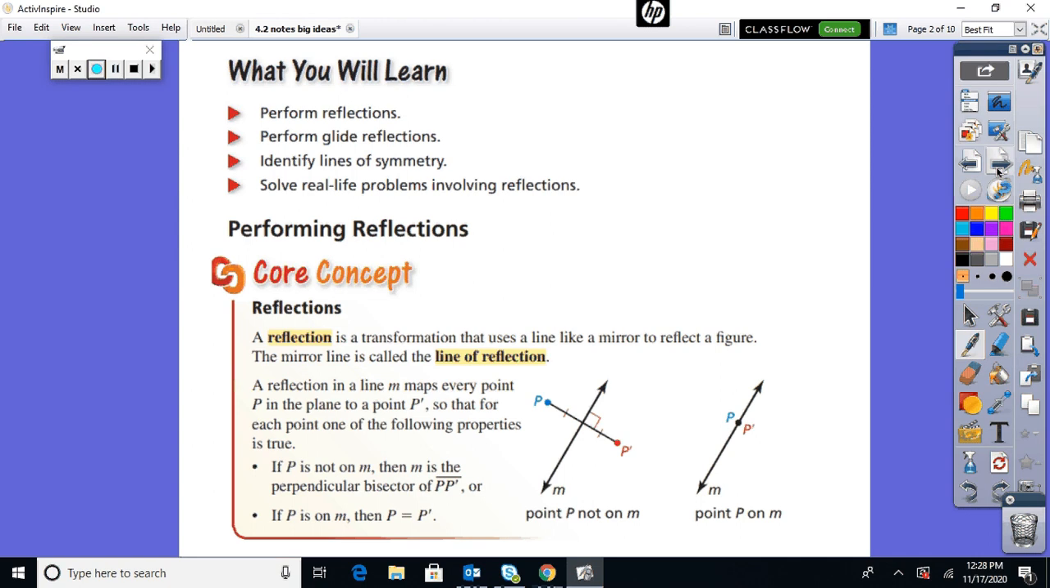All right, so technically a reflection, here it is by definition, is a transformation that uses a line like a mirror to reflect a figure. And of course, the mirror line is called the line of reflection.